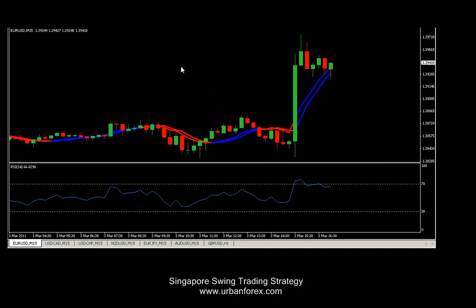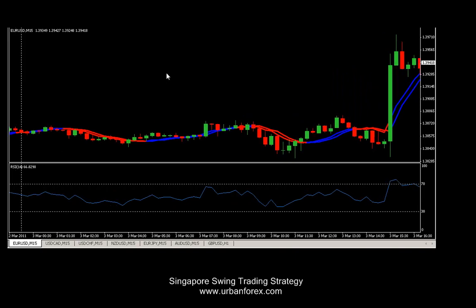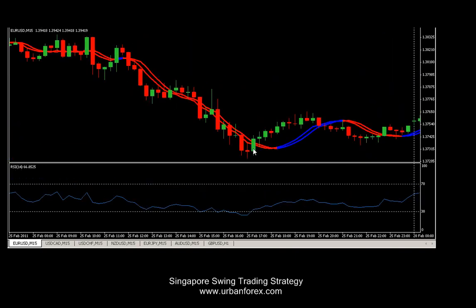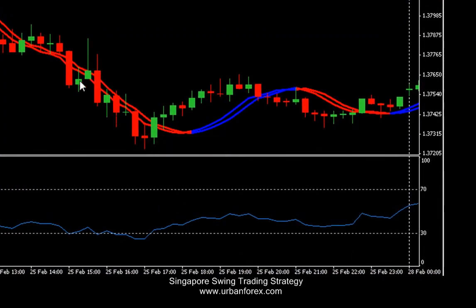Let me show you some examples here. Let's start with the buy example. Let's scroll back and find one. Alright, here we have a buy example. You can see that the market was trending all the way down, giving us these two red moving averages, and you can see that down here our RSI closed or started turning down below the 30 level.